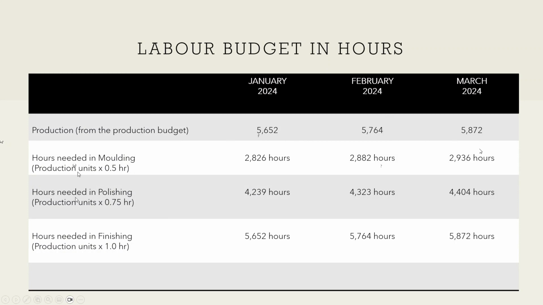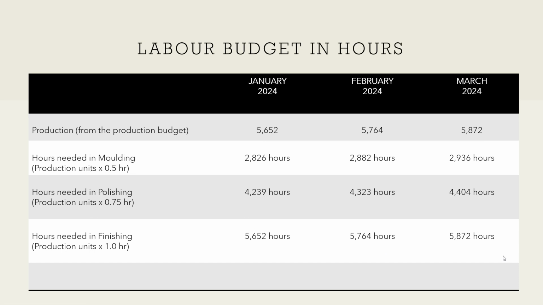So all we're going to do is multiply it up for each department. So in moulding, it takes half an hour, so 2,826 hours in January. Polishing, 4,239 hours because it's 3/4 of an hour, 0.75 times the 5,652. Finishing department, it takes 1 hour, so nice easy one to do there. And then we just do the same for February and for March.